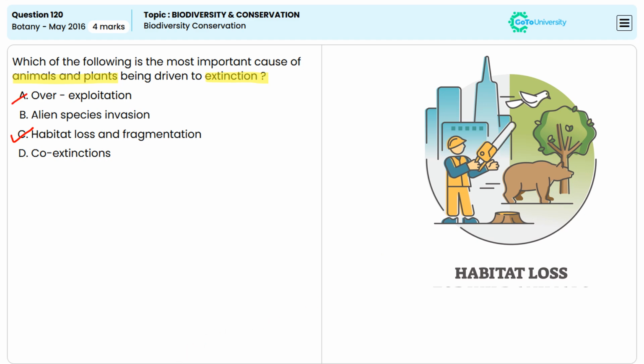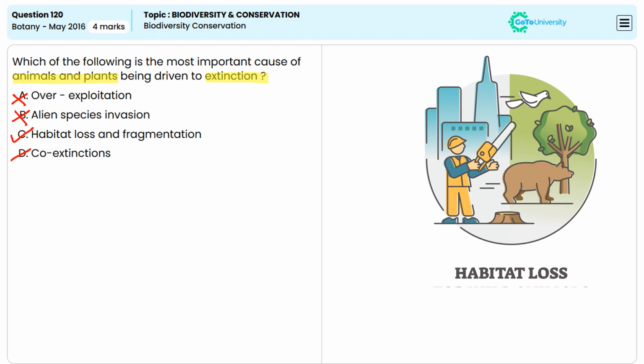Coming to option A, overexploitation. Though overhunting, fishing, and harvesting can lead to extinction, it is a less common cause compared to habitat destruction. Option B, alien species invasion. So this is an invasive species threatening the native species. But habitat loss remains the dominant factor, so option B is incorrect.